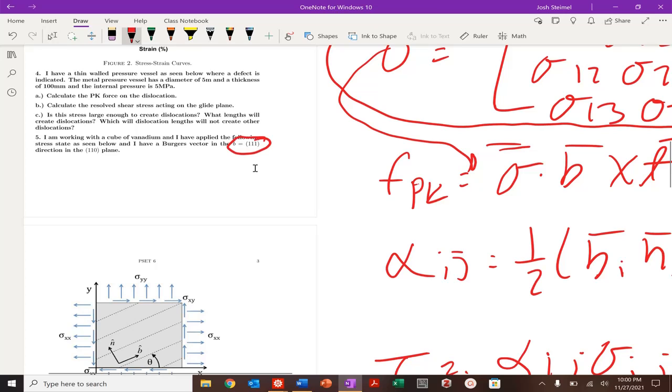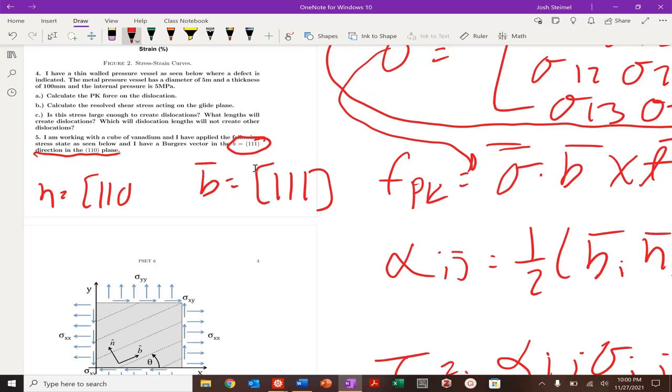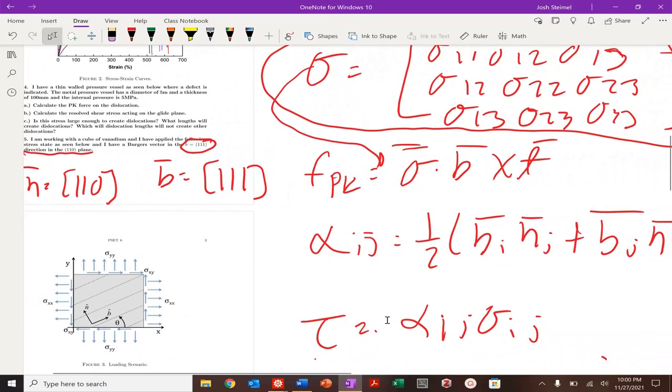Now, in this problem, we're given a Burgers vector here. This is our Burgers vector, direction 1, 1, 1. So Burgers vector is equal to 1, 1, 1. And we're given essentially our Burgers vector in the direction of this plane, so our normal is equal to 1, 1, 0. There you go. So that's our normal, that's our Burgers vector. Now we can go about calculating all the rest of these values here.